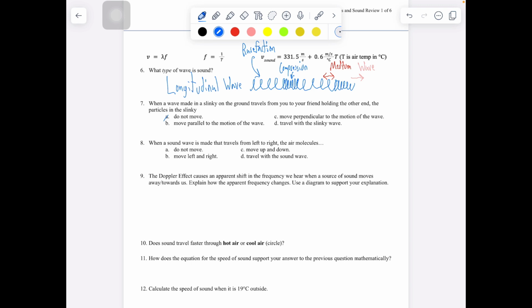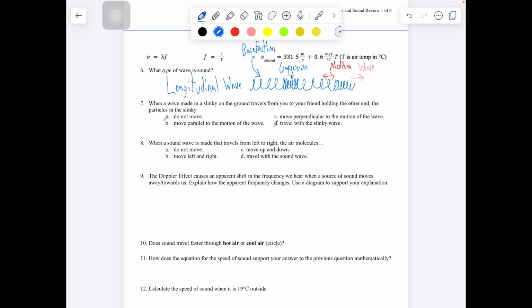It's not going to be travel with the slinky wave. That means if we sent a bunch of waves, eventually the person sending the waves wouldn't have any slinky left in their hand, because all the slinky would have traveled with the wave. We know that's not true. Waves don't carry matter, they just carry energy. Now we just have to decide, is it going to be parallel? Is it going to be perpendicular?